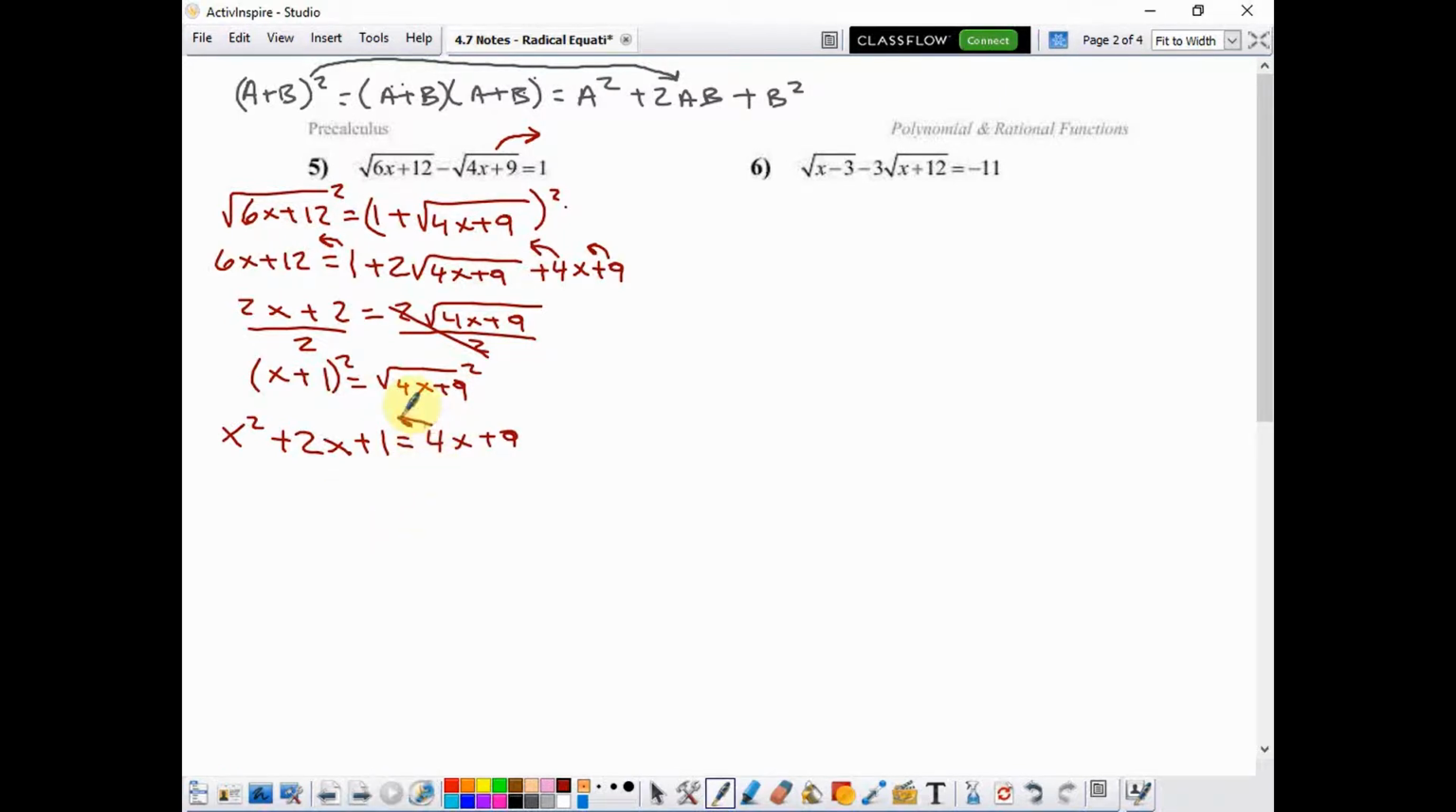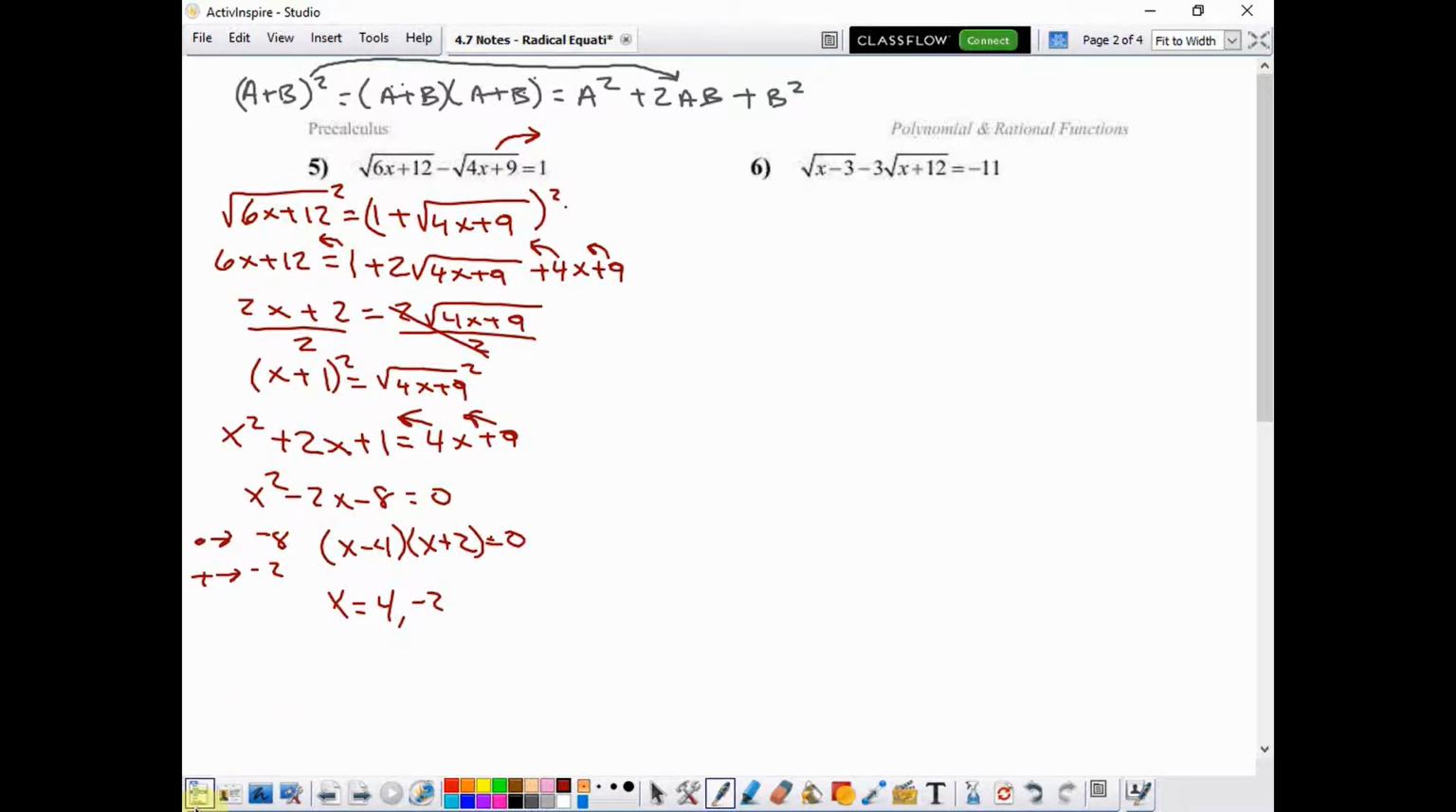Let's set this equal to 0. Move everything to the left. x squared minus 2x minus 8 equals 0. And then we can factor. Multiply to negative 8, add to negative 2. Two numbers that do that are negative 4 and 2. So x minus 4 times x plus 2 equals 0. So I get my solutions. So x equals 4 and negative 2.